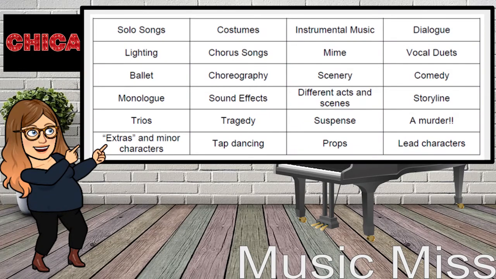Tap dancing is a type of dancing where you have special bits of metal on your shoes so they make a sound. Props is anything on the set, so it could be a glass, if they're having a drink, it could be a chair, it could be a table, anything that you can touch and move, that is a prop. And lead characters are the main characters that the musical is about.